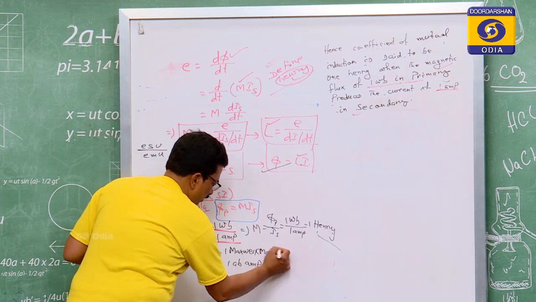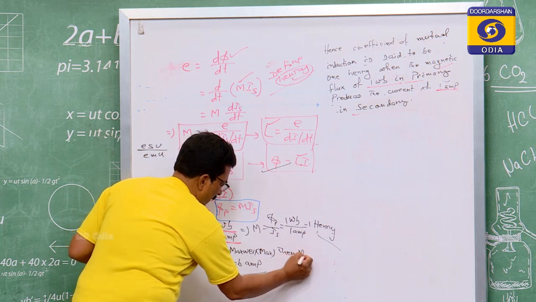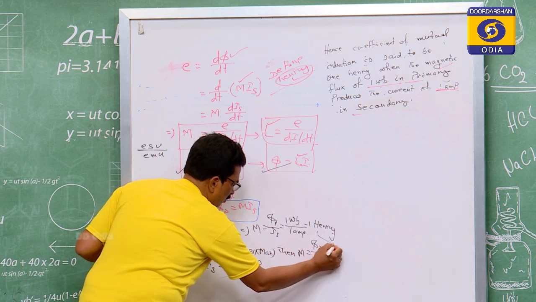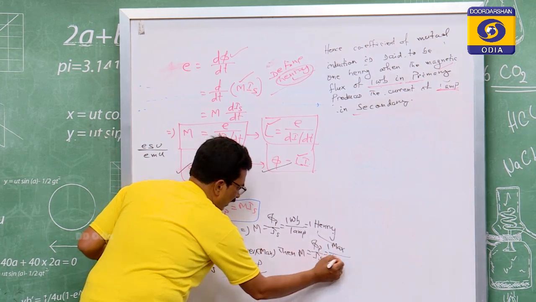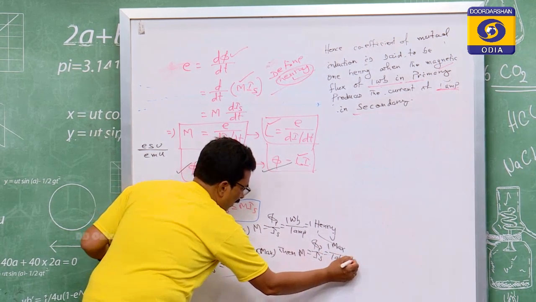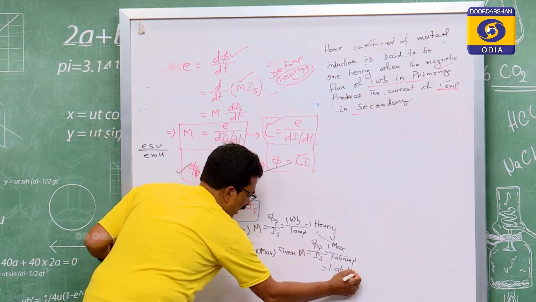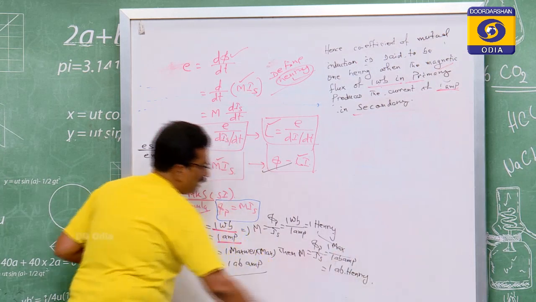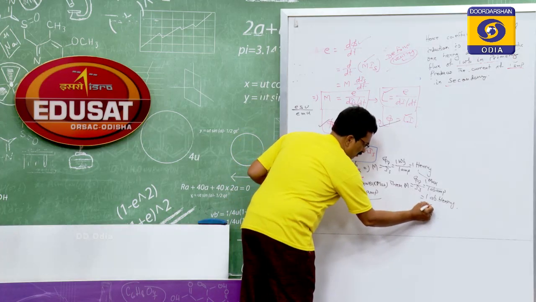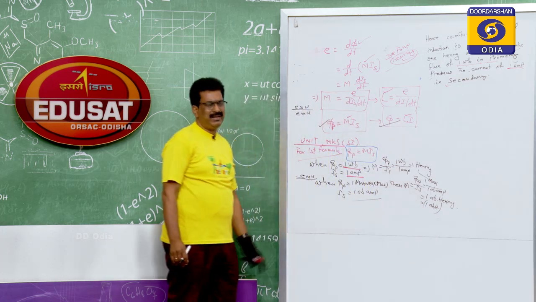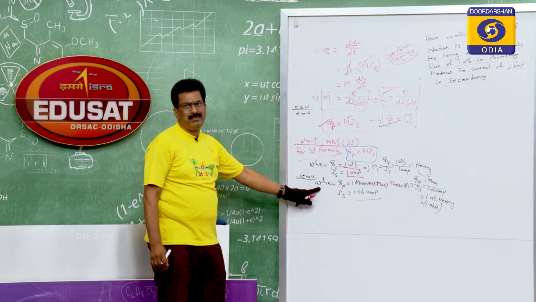Then M is equal to phi p by Is, which is equal to 1 Maxwell by 1 ab ampere, which is equal to 1 ab Henry. This is equal to 1 ab capital H, 1 ab Henry, that is for the EMU.